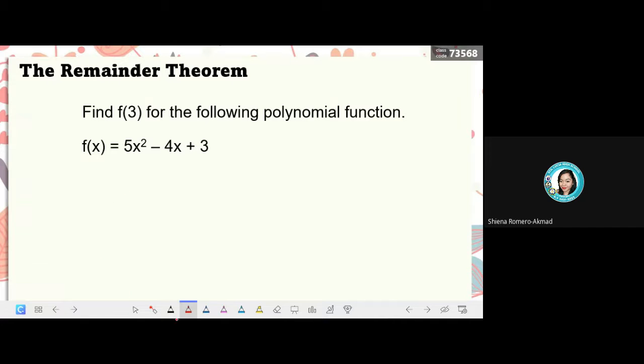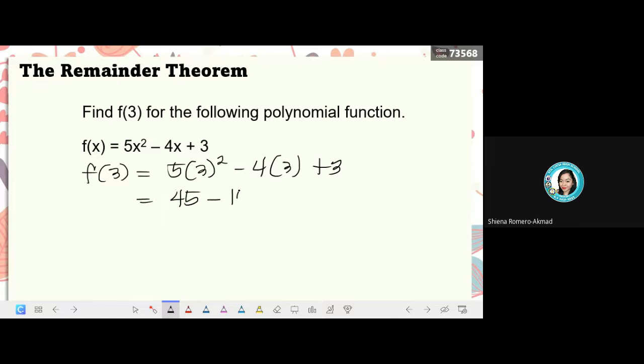Find f of 3. So that's f of 3 is equal to 5 times 3 squared minus 4 times 3 plus 3. So let's try. So this is 9. 5 times 9 is 45 minus 15 plus 3. 15 ba yan or 12? Should be 12. 4 times 3 is 12. So this is, what is the answer?